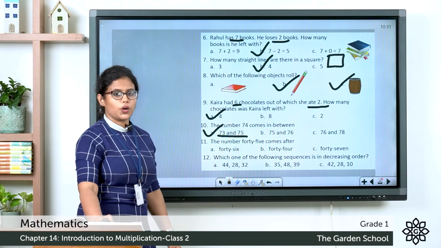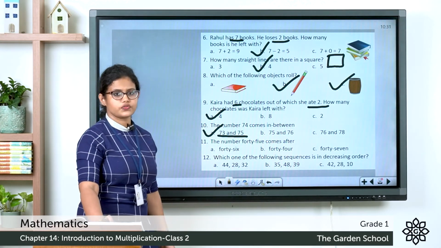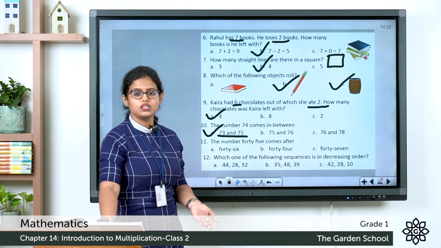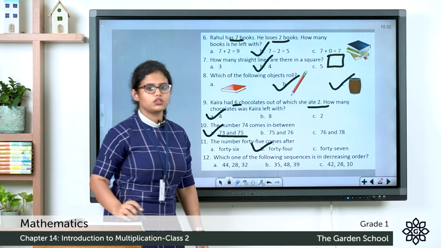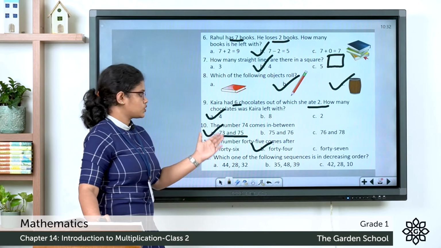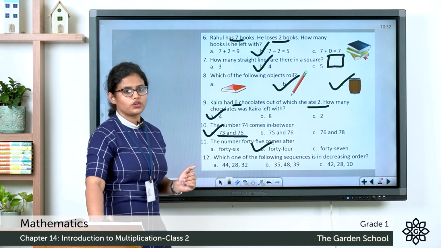What about the 11th one? The number 45 comes after which number? That is 44. When we count 43, 44, 45. So number 45 comes after 44.